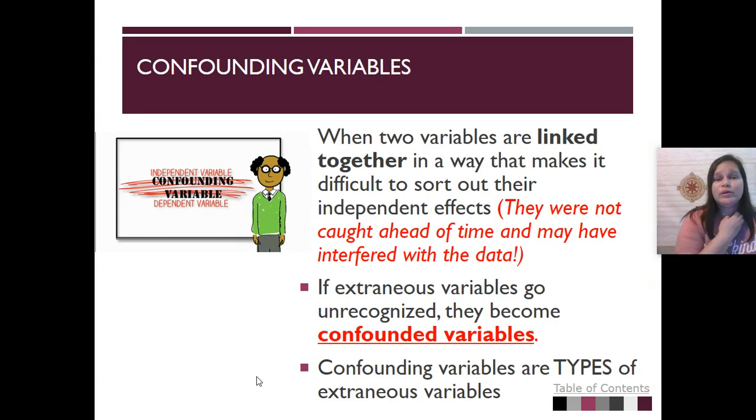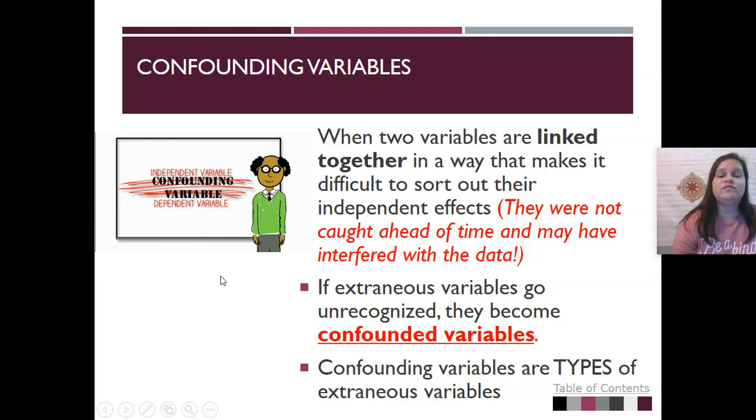But sometimes we don't know about an extraneous variable, that something just pops up randomly, or we just couldn't have predicted that. And then it does interfere. So when we've ended our experiment, we realize there was another variable that got in the way, and we would call that a confounding variable. So a confounding variable was not caught ahead of time, and it may have interfered with our data. And we'll give some examples here in just a second.